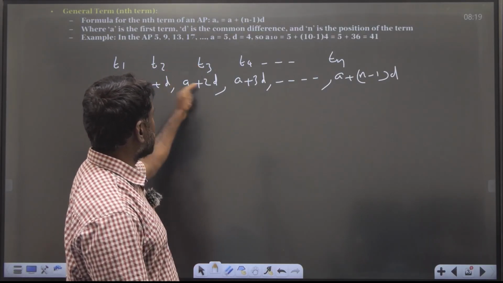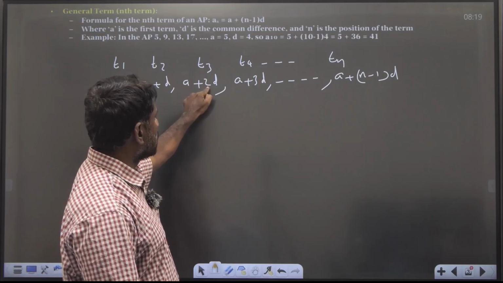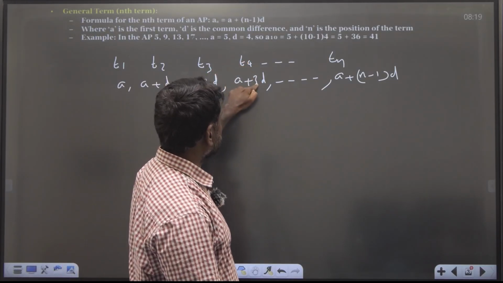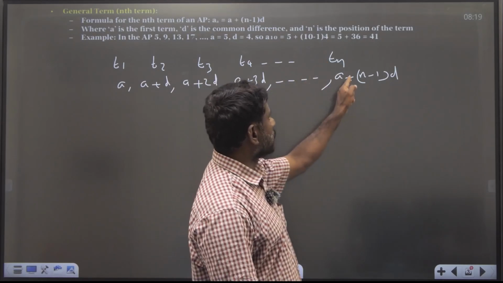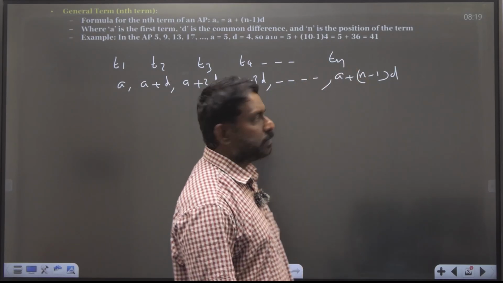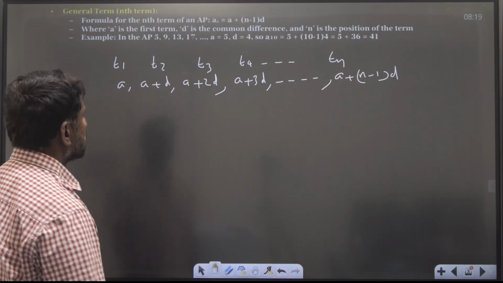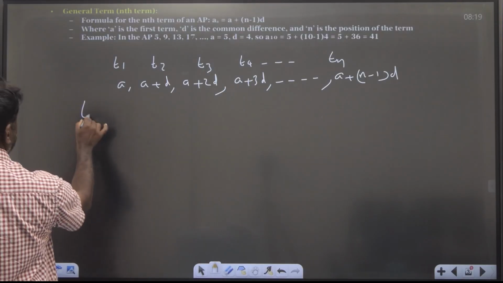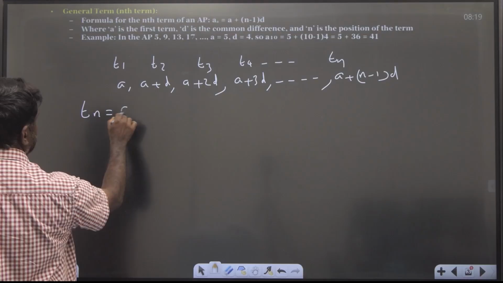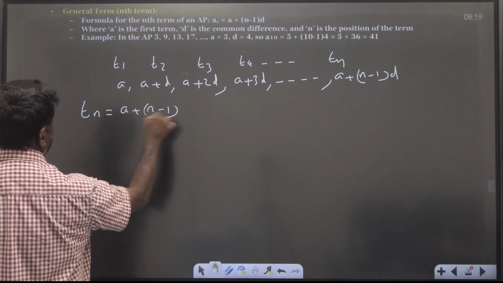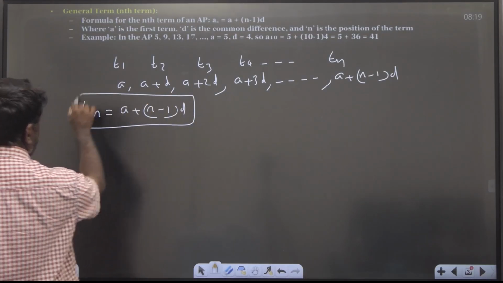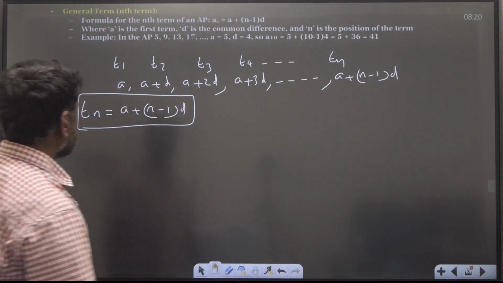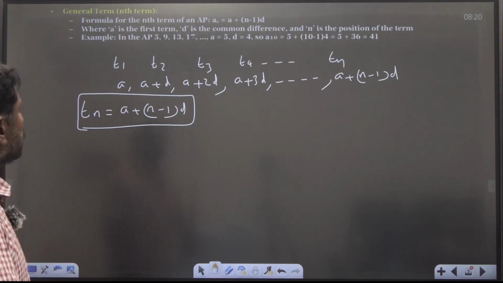Look here: t3 is a plus 2d, one is decreased here. t4 is a plus 3d. When it is 4, here it will be 3. Therefore, tn is equal to a plus n minus 1 into d. That is a very important result. You have to learn this result by heart. The nth term of an AP is a plus n minus 1 into d. Put it in a box. tn is equal to a plus n minus 1 into d. This is the formula for finding the nth term of an AP.